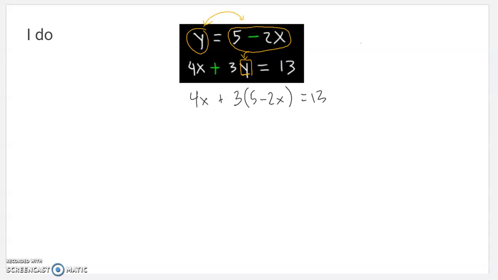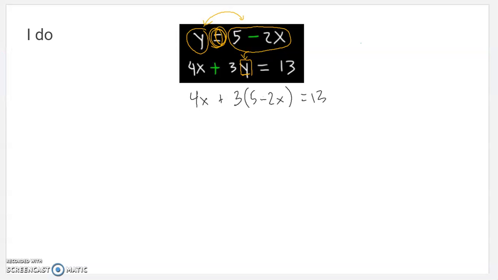Equals 13. I can do that because this and y are literally the same. They're equal to each other. So I'm just replacing it with something equal to it. Now, look what's happened. It's not easy to do, but I have made an equation with only one variable. There's only x's. And when I only have one variable, I can figure it out. It takes some work, but I can figure it out.